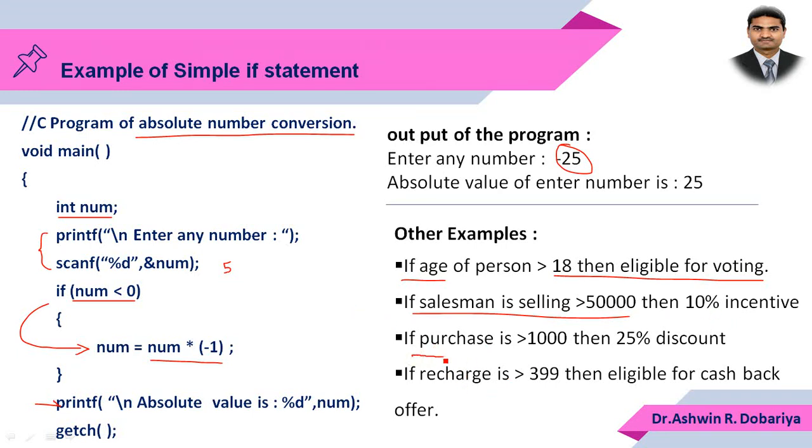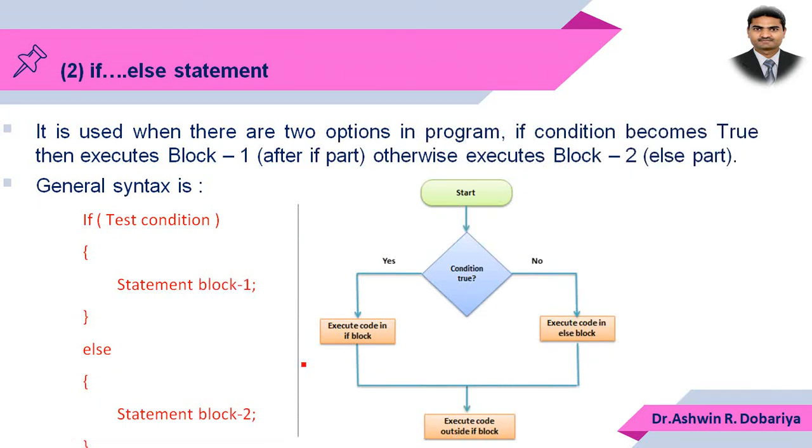Then if purchase is greater than 1,000, then and only then we want to give a 25% discount. So in that case we can use simple if. Then if the recharge is greater than 399, then and only then eligible for the cashback offer. So these are a few examples where we can write only the if part, there is no else part in this. So this is the first type of if condition, that is known as a simple if statement, which does not have the else part.